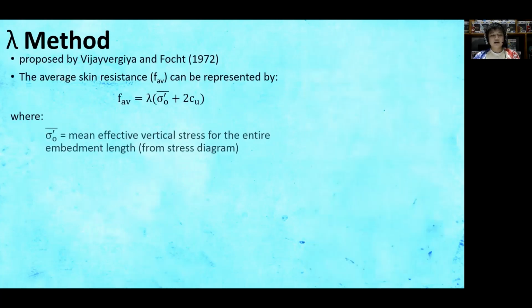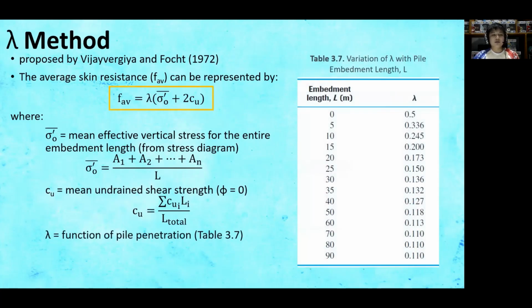For the lambda method, proposed by Vijayvergiya and Focht, the average skin resistance F av can be represented by F av equal to lambda times the quantity sigma O prime bar plus 2 times Cu, wherein sigma O prime bar is the mean effective vertical stress for the entire embedment length. This is from the stress diagram. Prior to the determination of sigma O prime bar, you need to draw first the stress diagram.